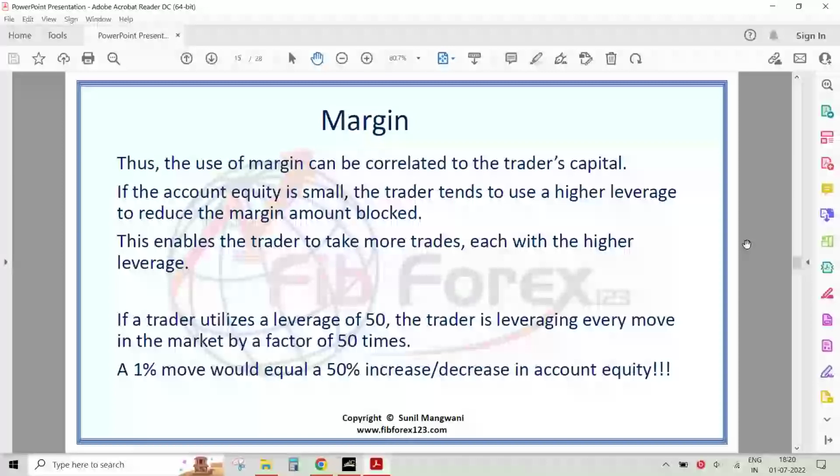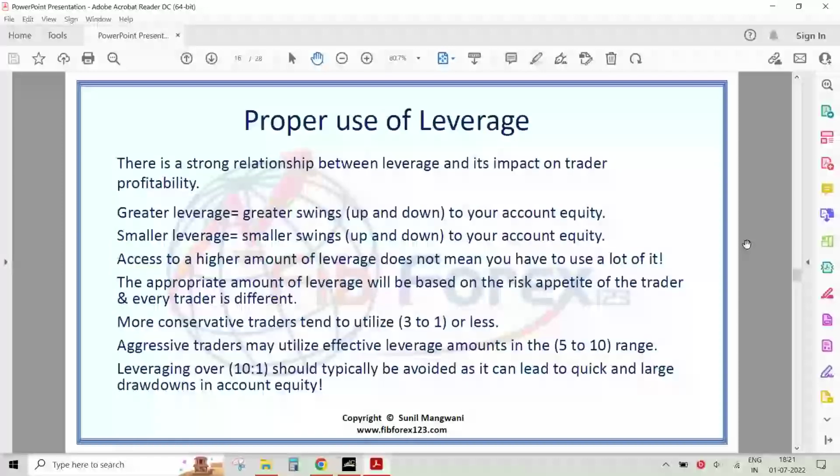Now, your profits can also grow, but most likely your losses, because you have kept a control loss, you've kept a stop loss, and I'm assuming you've kept a stop loss, your losses can grow exponentially. So utilizing the correct leverage becomes very, very important. Right. So what would be the proper use of leverage?